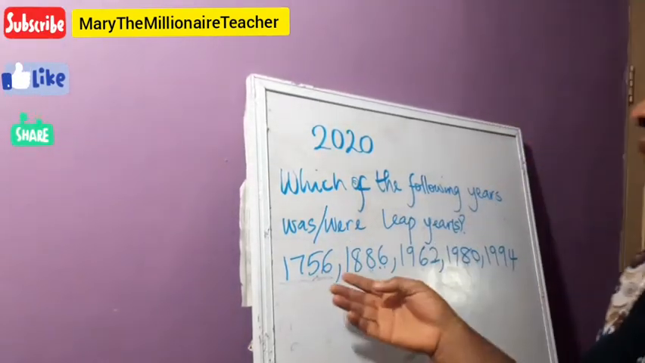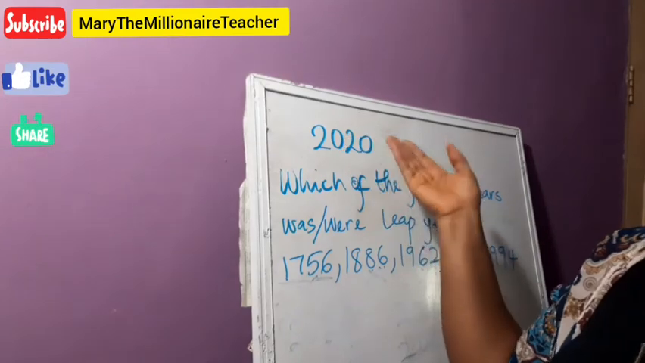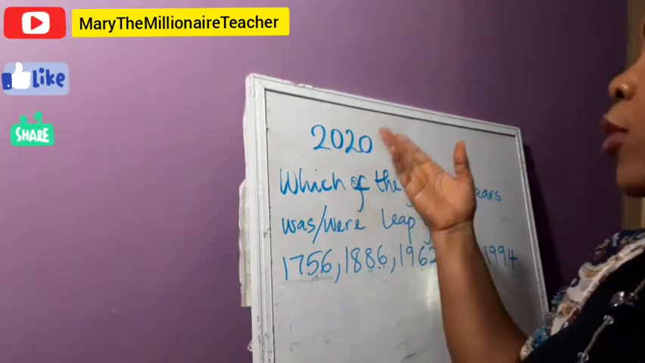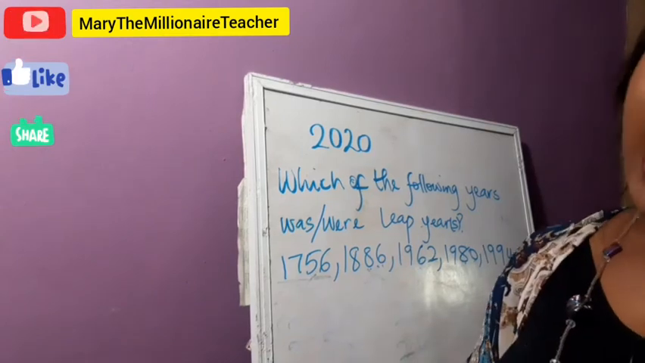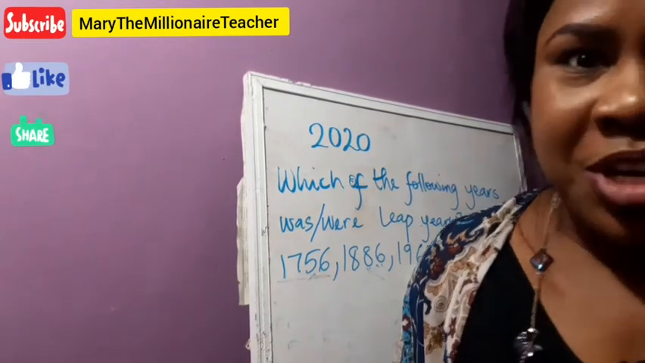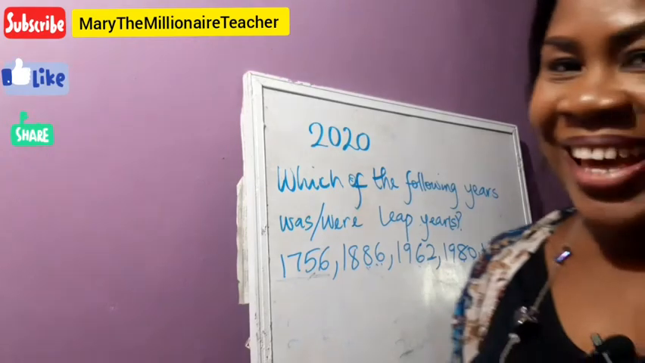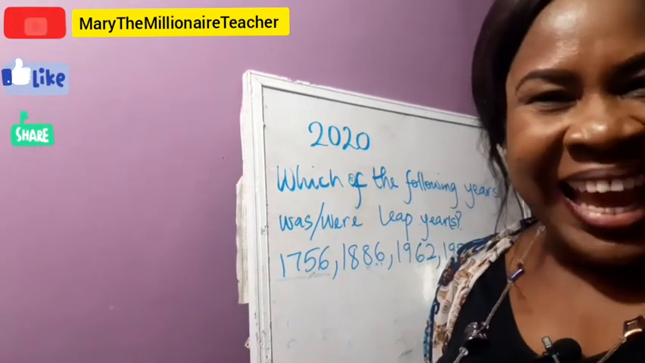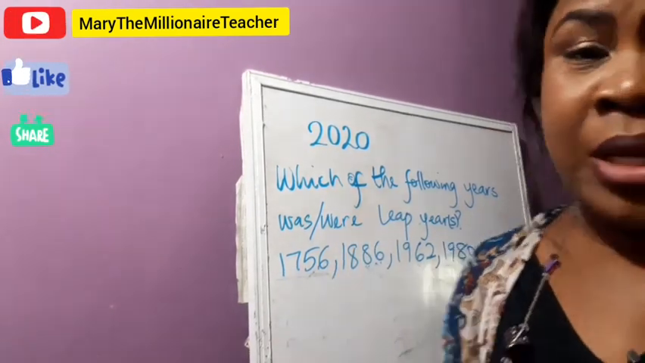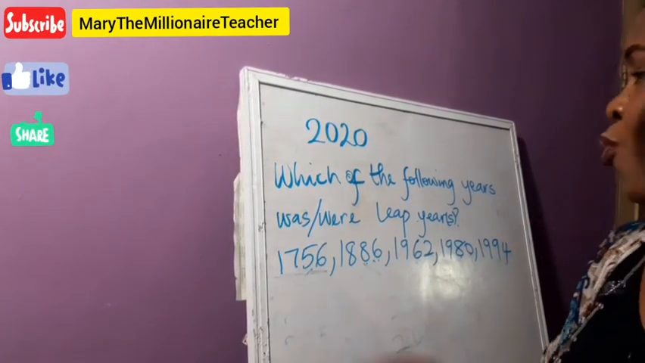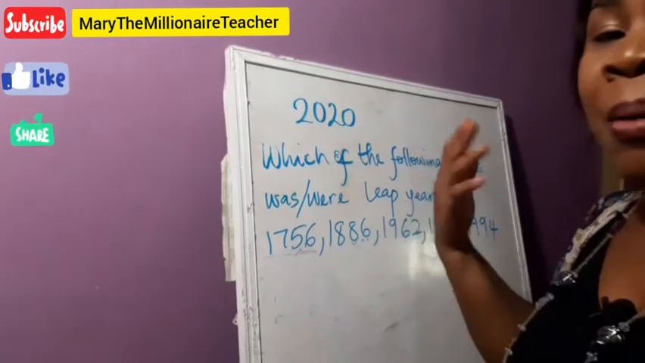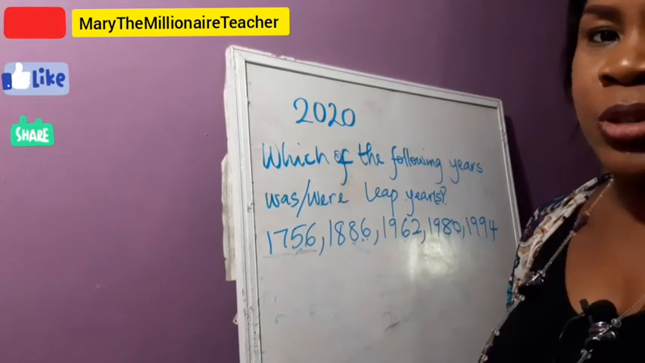Just imagine that you have to start counting from 4 years backwards from 2020 until you get to 1756. How strenuous that can be, right? You will be counting for a whole day. And if this is an exam question, you don't have all that time. So how can you quickly get your answer without having to start counting backwards all day long?